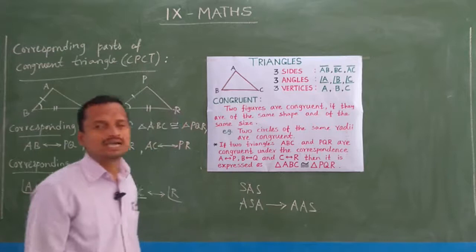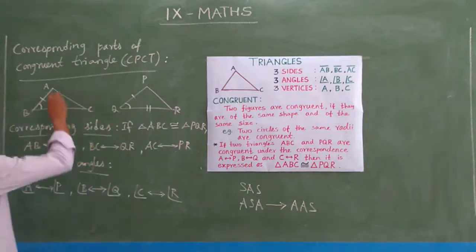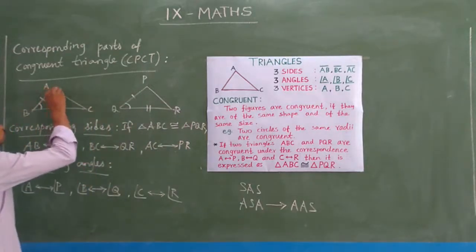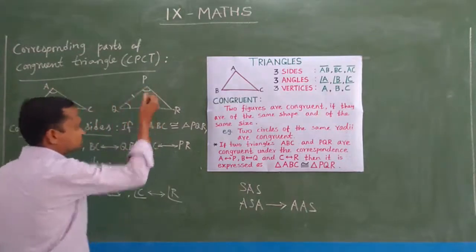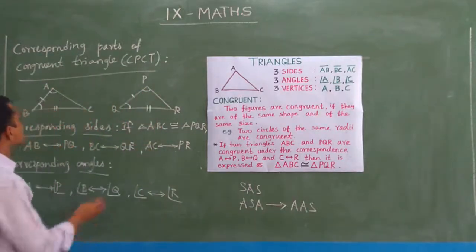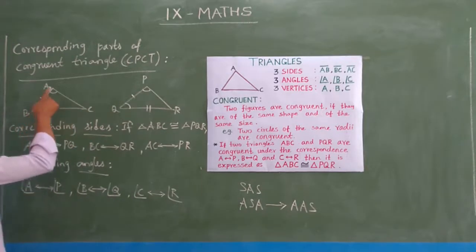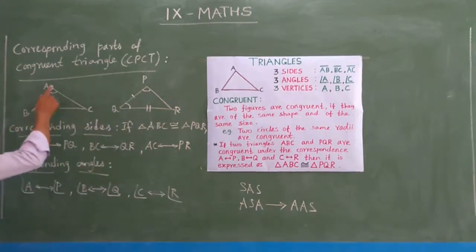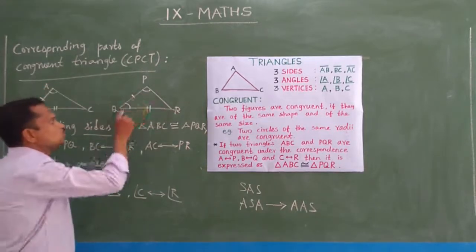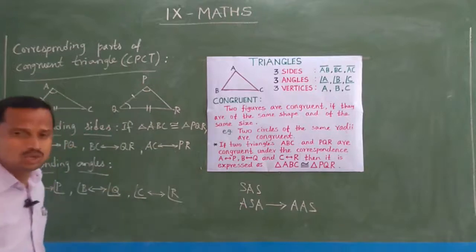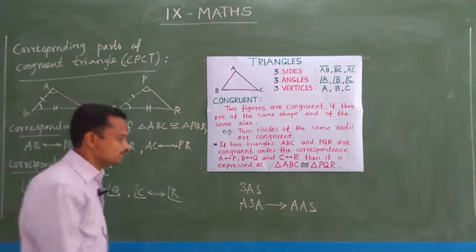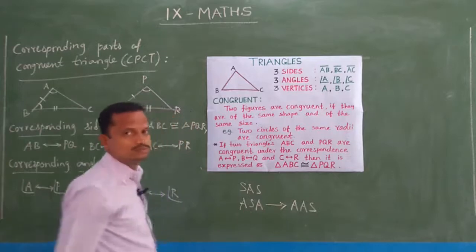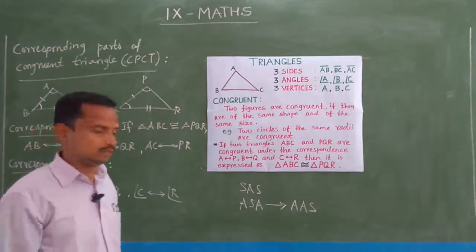ASA means two angles and one side. For example, if you take this angle and here you are taking this angle, and then side AB, this PQ, and then angle B, angle Q. You see, these two are the angles, and the side is between these two angles. That is the included side AB. Here, these two are the angles, and PQ is the included side. So like that we can say ASA, angle side angle. So between two angles, the side is included.